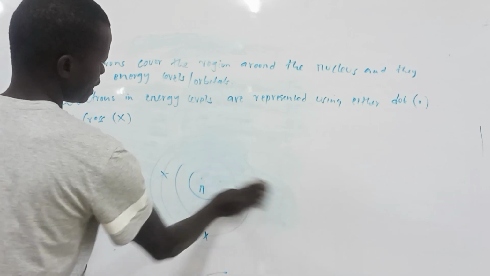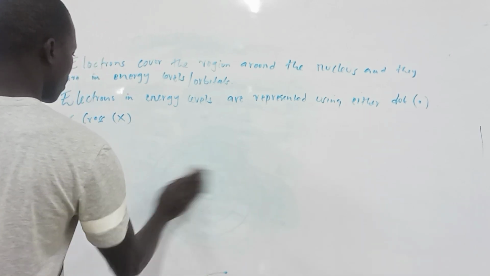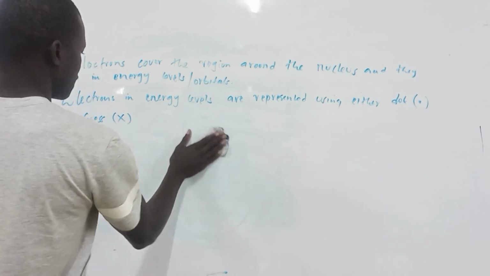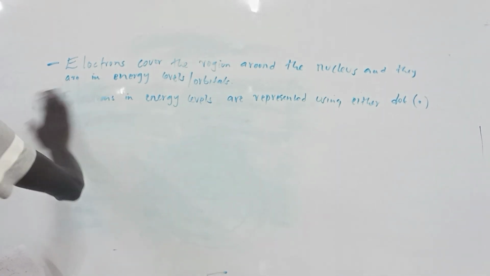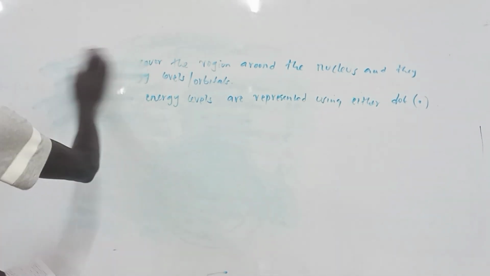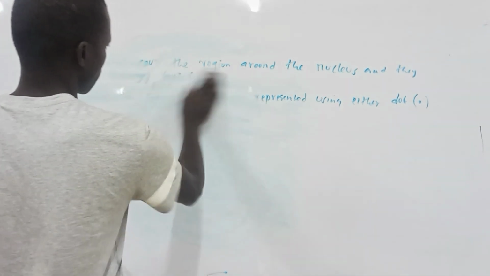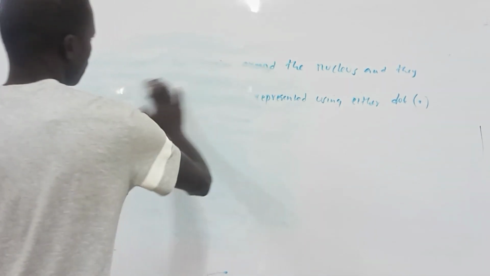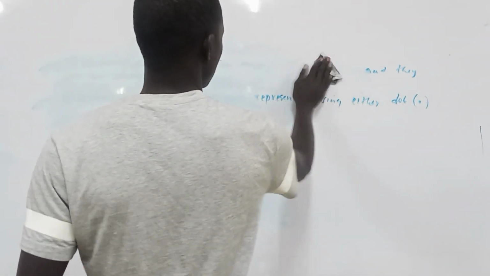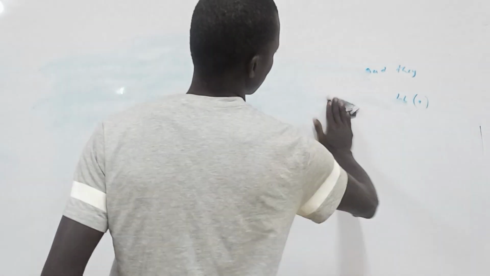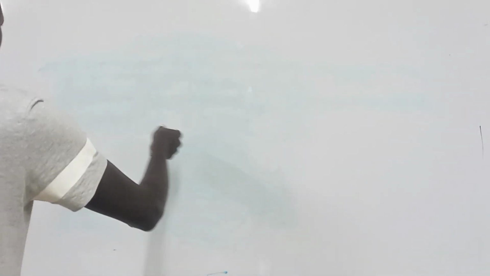Now, these energy levels carry a given number of electrons. For the case of the first energy level, it will have a maximum number of electrons that it can carry. The second one and the third one continue like that.